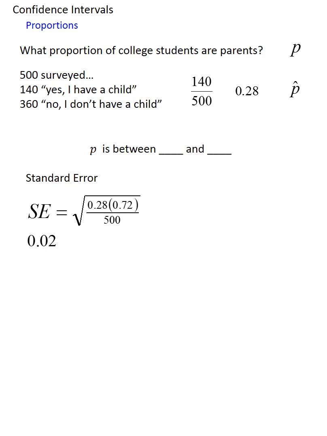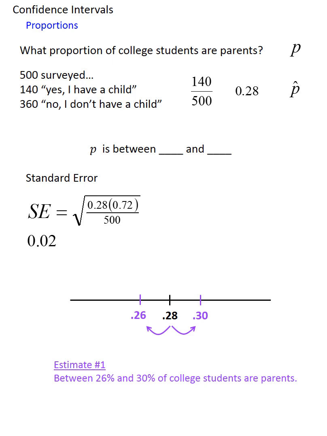But in this particular case, the standard error works out to about 2%. And that roughly means that it wouldn't be unusual if our 28% estimate of the true population proportion were off by maybe 2% one way or the other. So what we could do is take that point estimate, we could add 2% to it, or subtract 2% from it, and it wouldn't be unreasonable to make an estimate or a statement that somewhere in this range, between 26% and 30% of college students are parents.